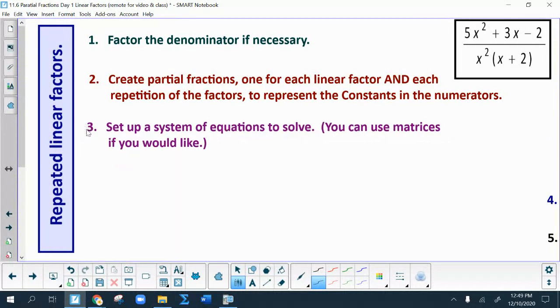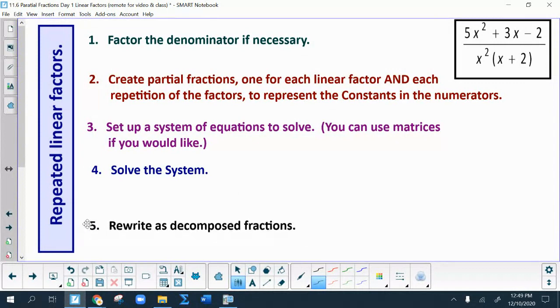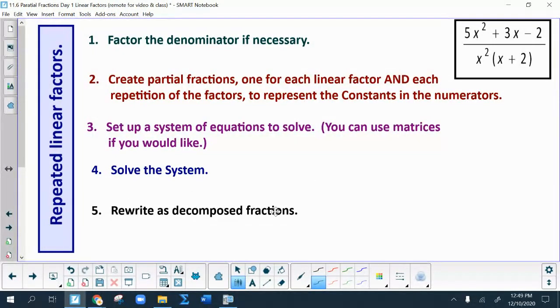Third step is the same. Set up a system of equations and solve. You're more likely to use matrices on this one. Of course, then step 4 is to solve. And step 5 is to rewrite. And again, don't forget this, the most commonly missed part of the problem, is you don't finish it.